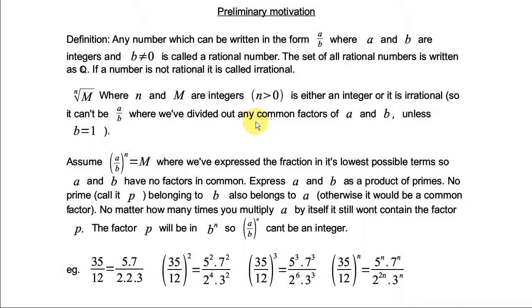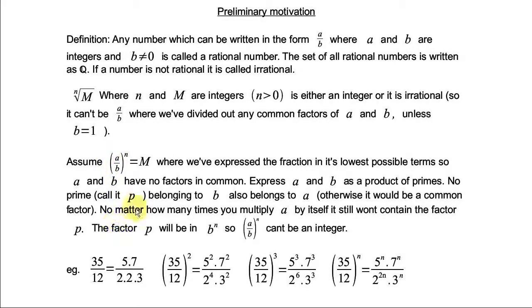So it cannot ever be of the form a over b, where you've taken out common factors, unless of course b is equal to 1, because if b is 1, then it's going to be an integer. So first of all, let's assume that you can write it in the form a over b. Then it means that a over b to the power n is equal to m.